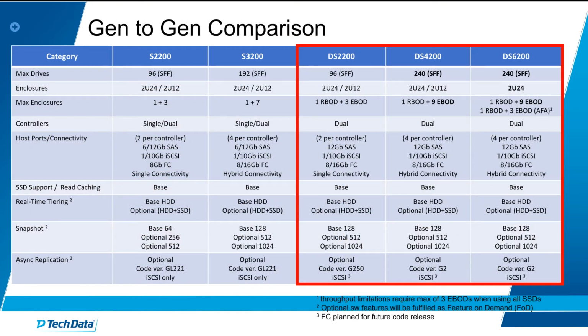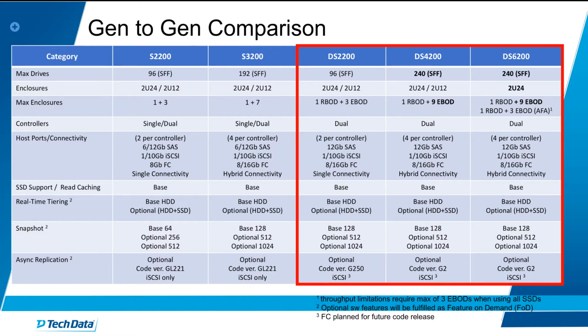Let's do a little generation comparison to the previous generation of the S2200 and S3200. The DS2200 has replaced the S2200. It is a dual controller, giving you 12 GB SAS, 1 gig or 10 gig iSCSI, or 8 and 16 GB fiber channel single connectivity. The base chassis is supported with base hardware and optional hard disk drive and SSD. The DS4200 is a new addition to the family, as well as the DS6200, which has replaced the S3200 model.